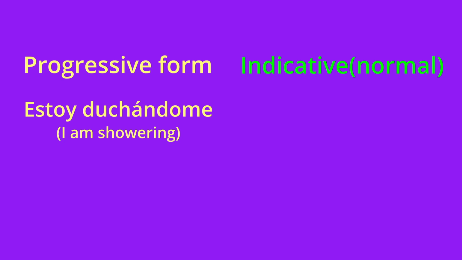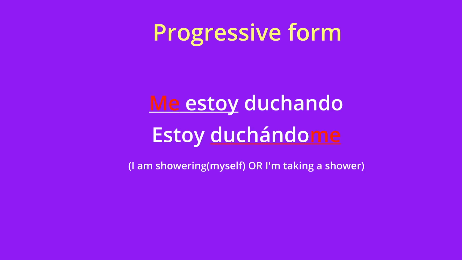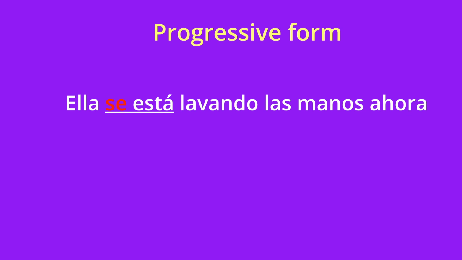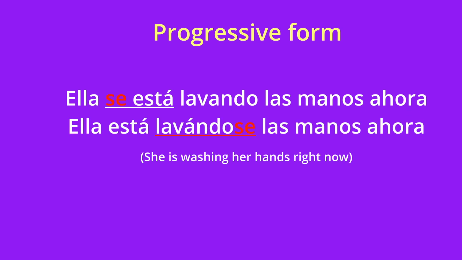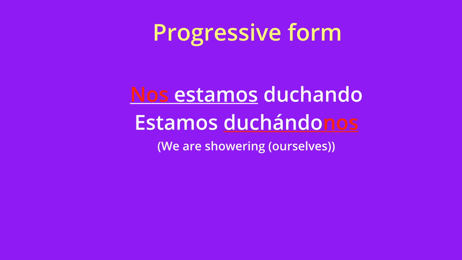Another example of this is when we are using progressive or continuous verb forms. It's when we say estoy duchándome, which means I am showering, instead of me ducho, which means I shower. Just like with the examples before, we have me estoy duchando or estoy duchándome. Ella se está lavando las manos ahora or ella está lavándose las manos ahora. Nos estamos duchando or estamos duchándonos.